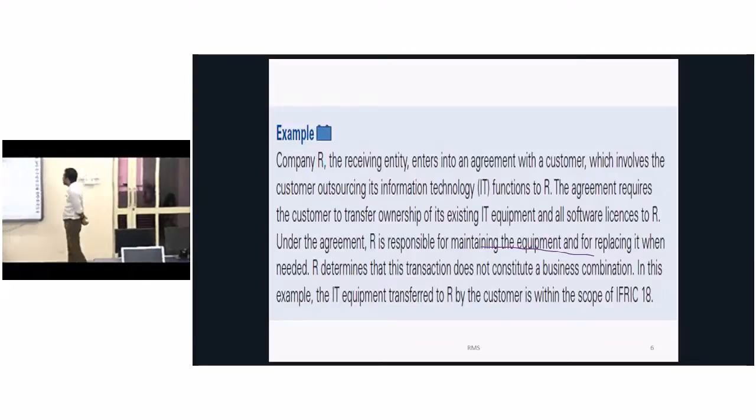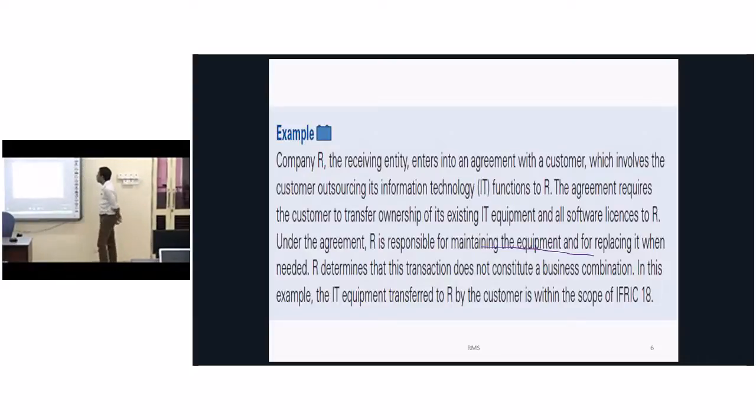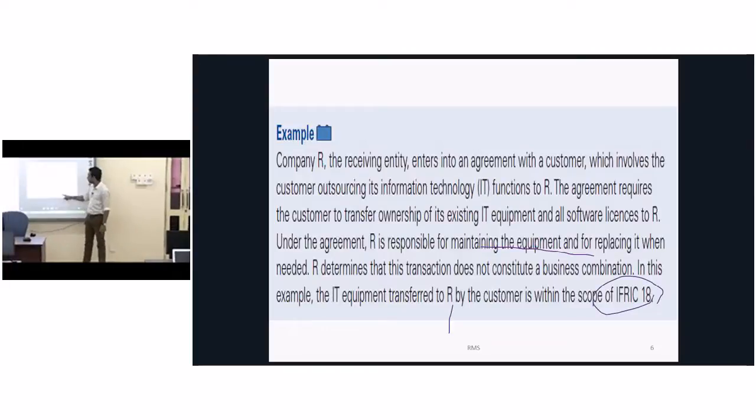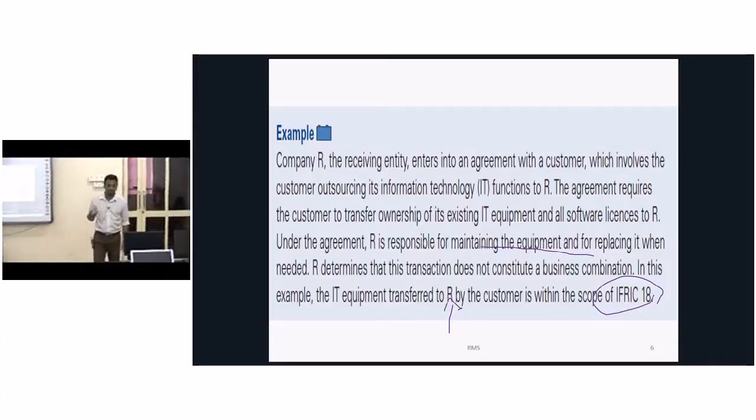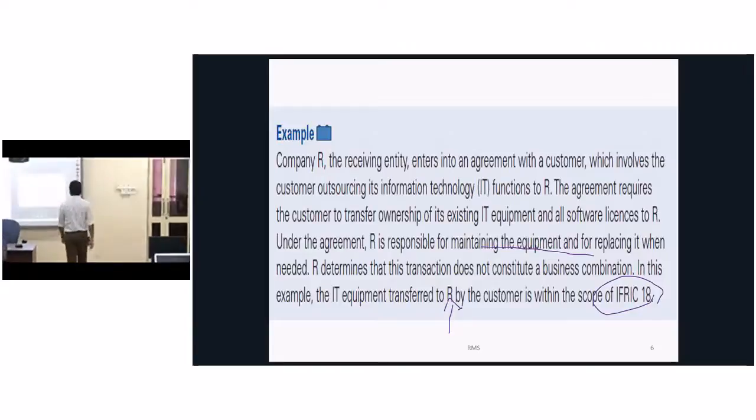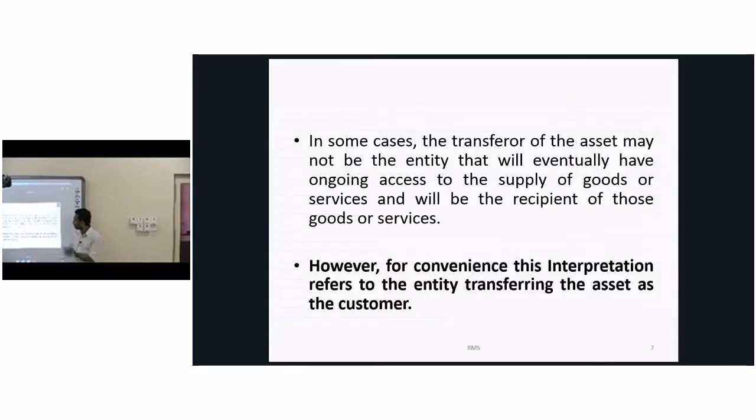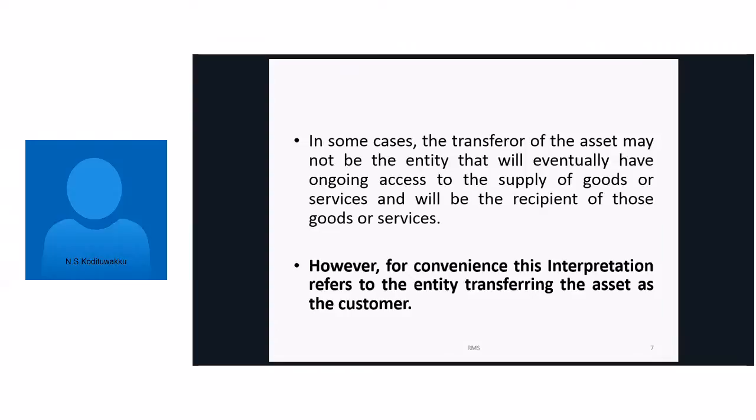R determines that the transaction does not constitute a business combination. Business combination එකක් හිතන්නේ නැහැ. In this example, the IT equipment transferred to R by the customer is within the scope of IFRIC number 18. Now, within IFRIC number 18 means we are going to account for whom? We are going to account for R. R will receive what? R will receive all software licenses and computers from the customer. Then it is within the scope of IFRIC number 18, transfer of assets from customers. Customer can transfer all software licenses and equipment, IT equipment. Right.